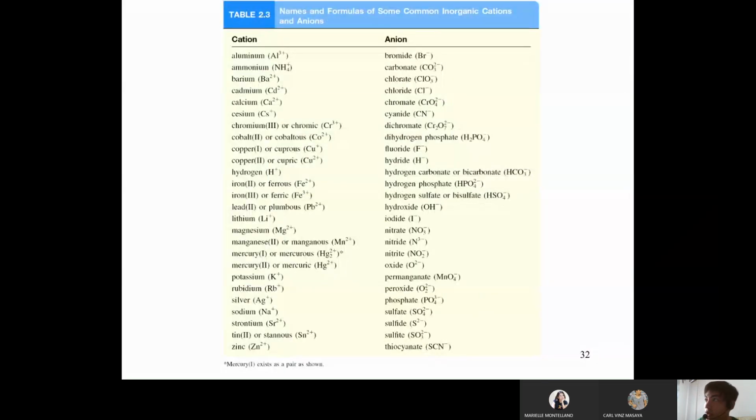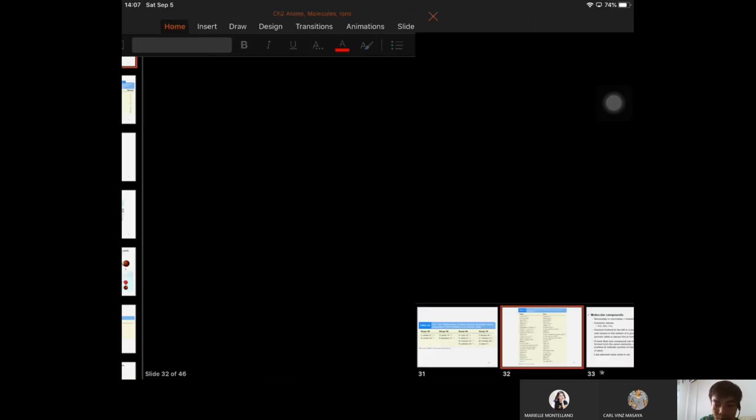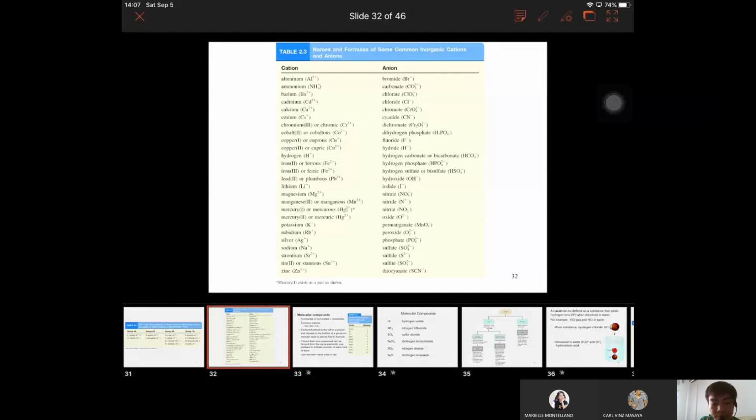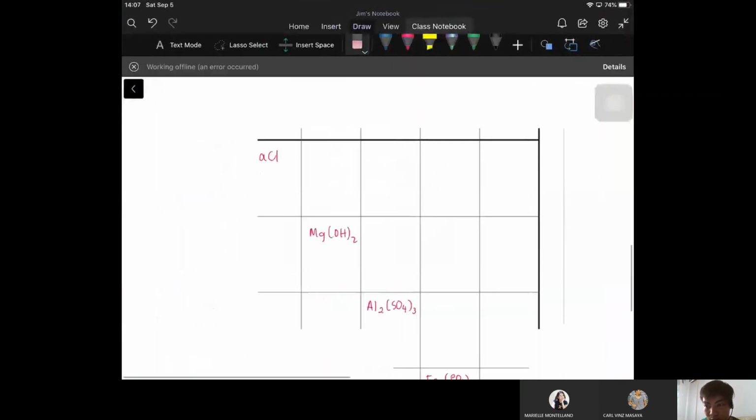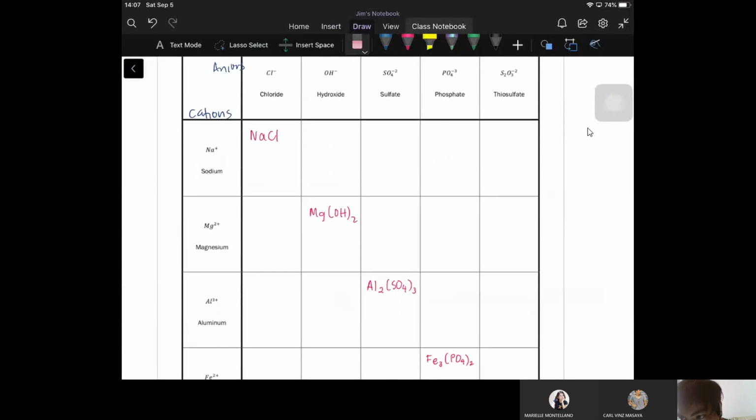Siguro tapusin nyo na lang muna yung formulas dito sa worksheet. So, you have your reference naman dito sa Teams. And so, bigyan ko kayo ng mga 10 minutes, no? To answer all of it.